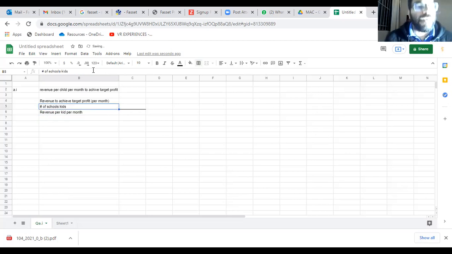So that is basically what we need to get. To obtain revenue to achieve target profit, and then from there, we will divide by the number of school kids. We know the number of school kids. The number of school kids is 66. We can already plug that in and get our half a mark. Okay, so we can at least get our half a mark early on. So let's work it out.